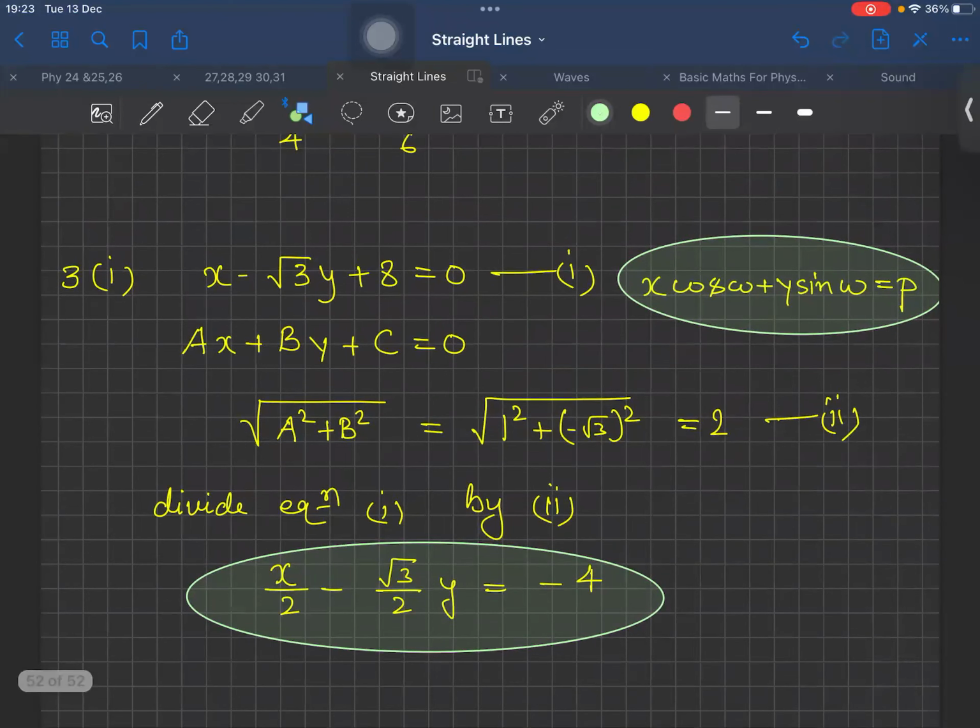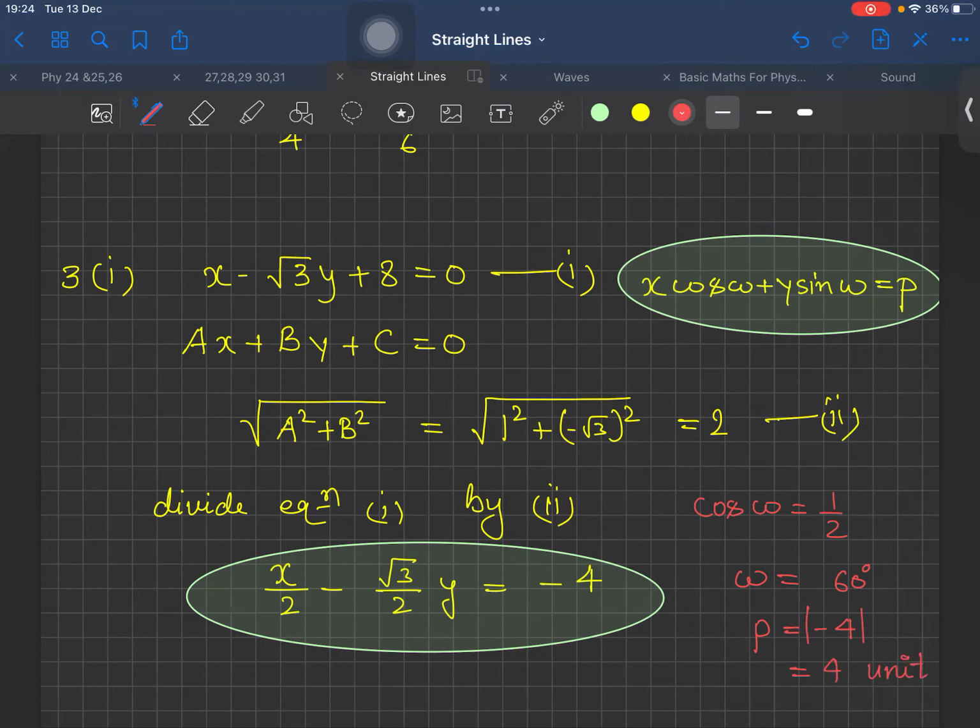That means first you will be writing like this: cos omega is equal to 1 by 2. So omega is how much? 60 degrees. Very good. And p is how much? Minus 4. What's the meaning of minus 4? How will you find the value of p? Comparing the equations, p is equal to minus 4. But if you just find the magnitude, you will write modulus of 4, that means 4 units.